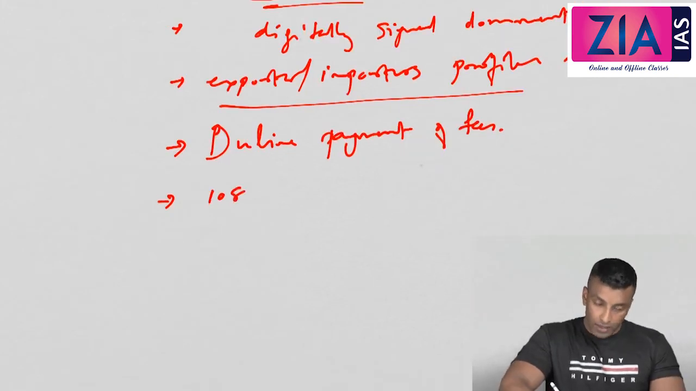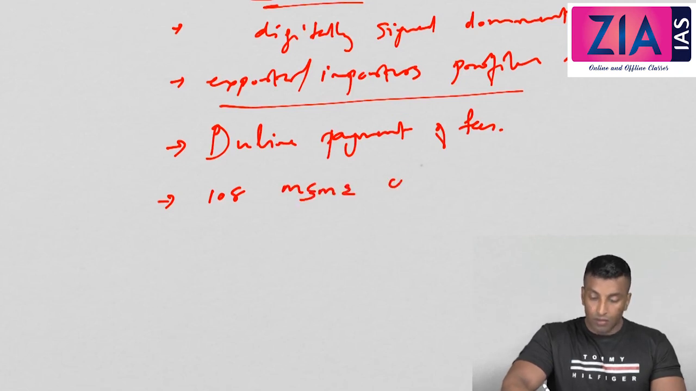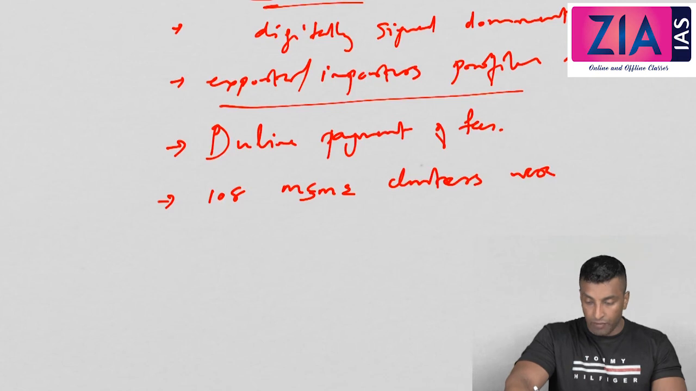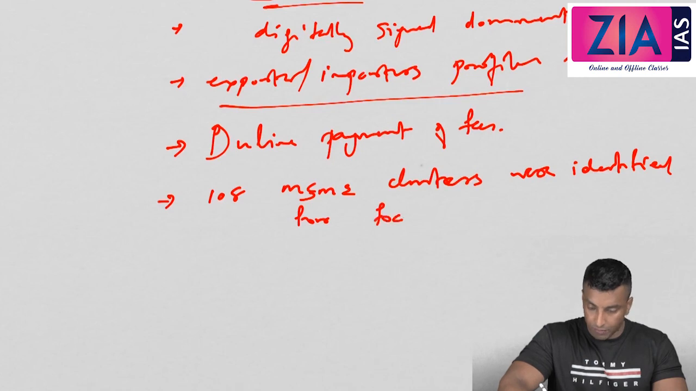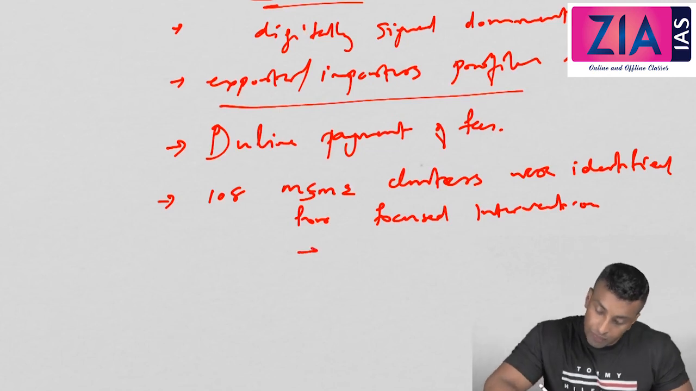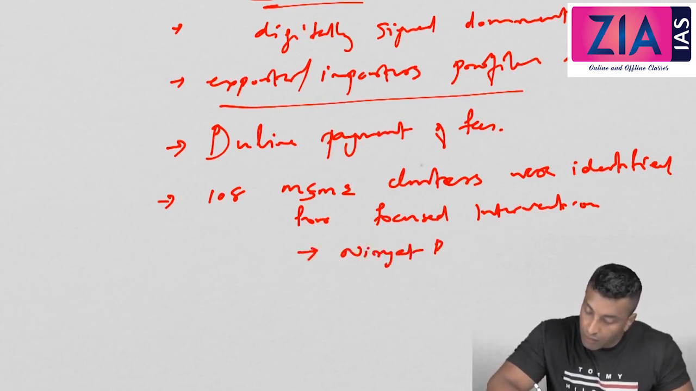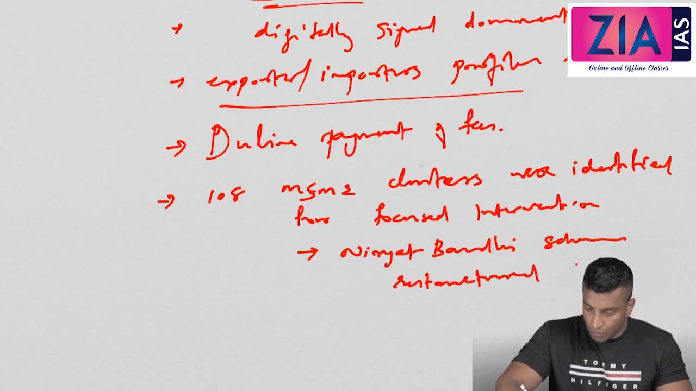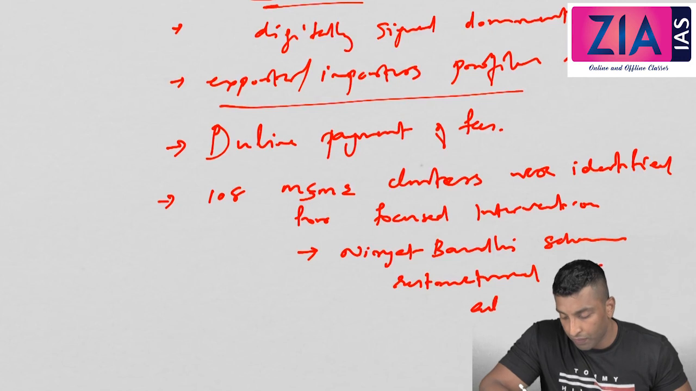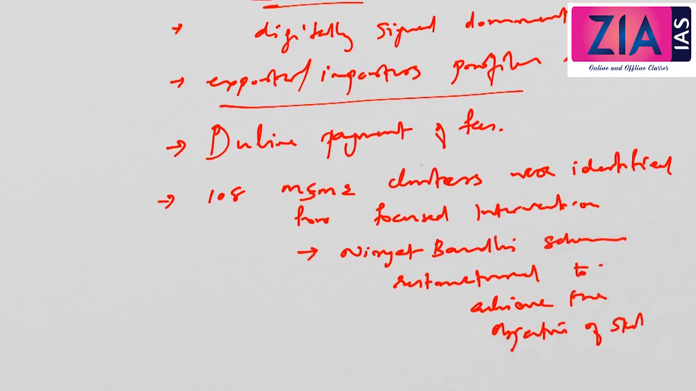Next point: 108 MSME clusters were identified for focused intervention, and accordingly, the NAD Bhandu scheme is to be restructured to achieve the objective of Skill India.